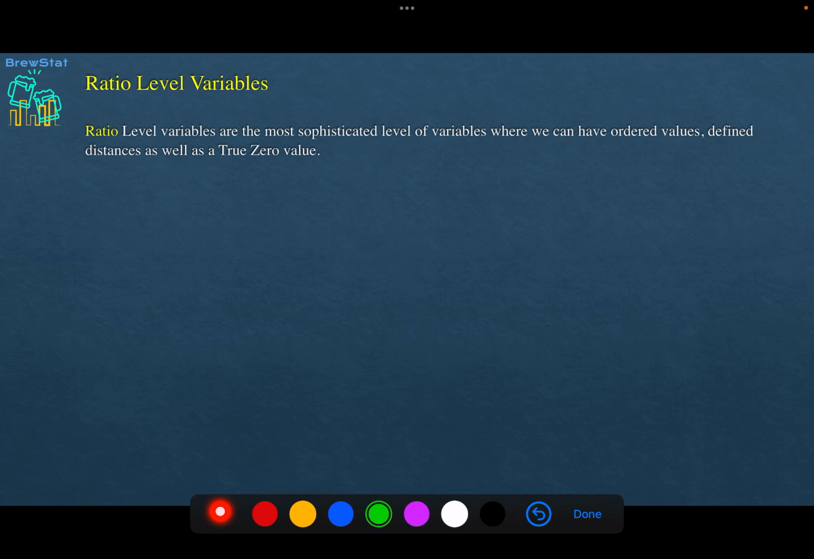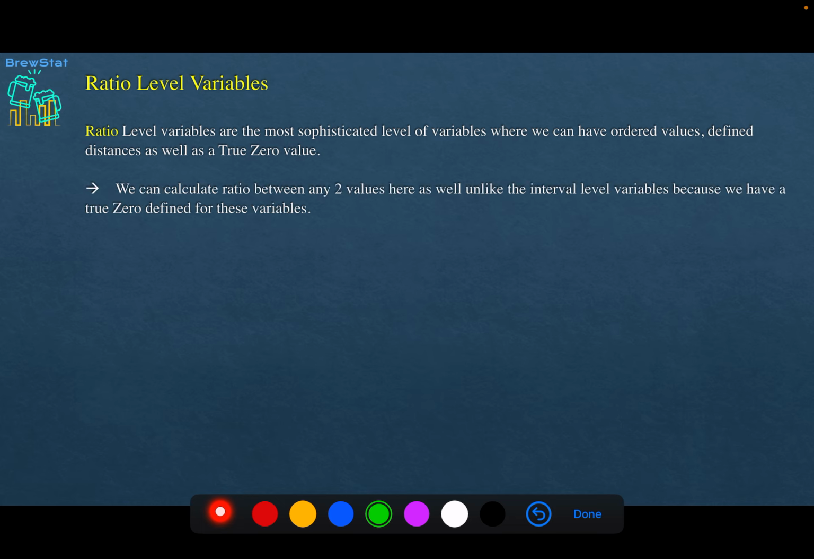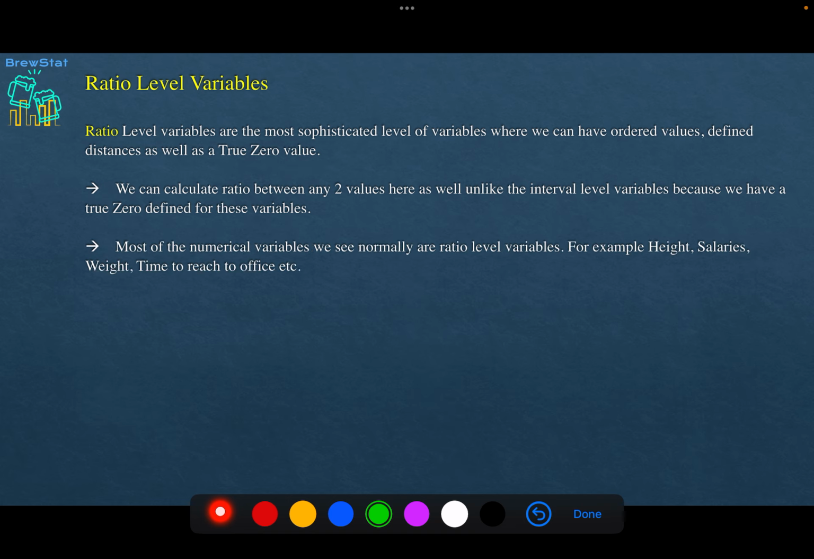Now this is where the ratio level variables come in. These are again numerical variables, and they have all the features which were there in interval level variables, but the extra feature here is they have a true zero value as well. And since there is a true zero value, we can also measure the ratio between any two values of this kind of variable, which was not possible in interval level variables like we saw in the temperature variable. Most of the numerical variables we see normally are ratio level variables. For example, height, salaries, weight, time to reach the office, and so on.